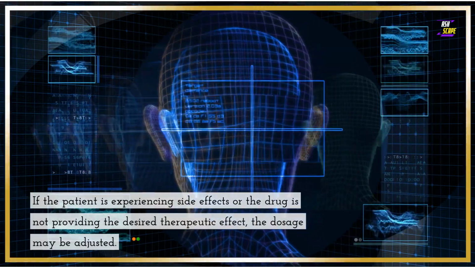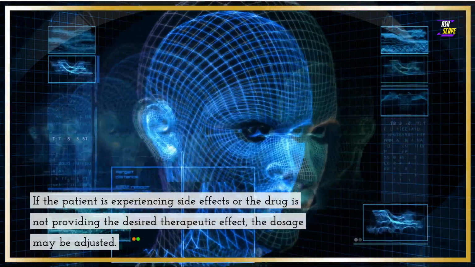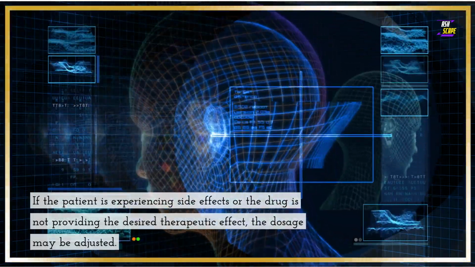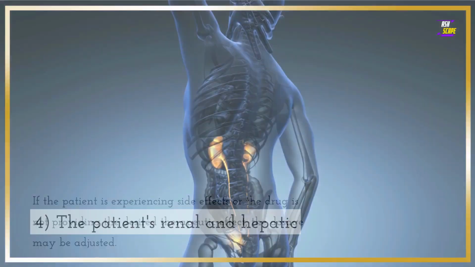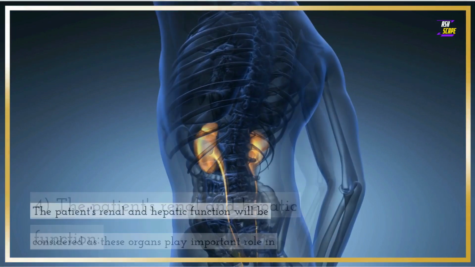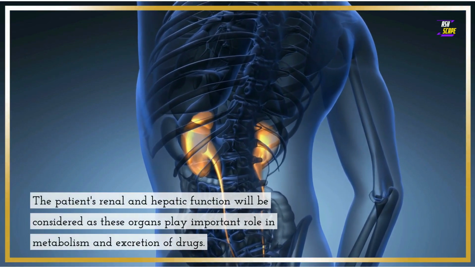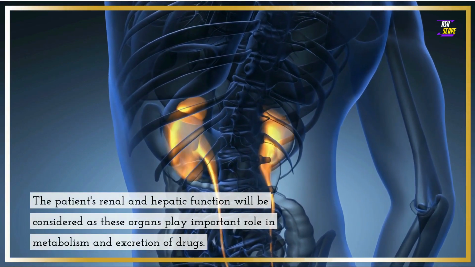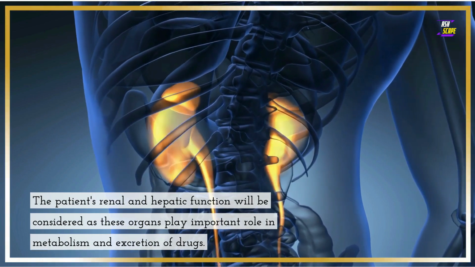The patient's response to the drug is also taken into account when determining the dosage. If the patient is experiencing side effects or the drug is not providing the desired therapeutic effect, the dosage may be adjusted. 4. The patient's renal and hepatic function. The patient's renal and hepatic function will be considered as these organs play an important role in metabolism and excretion of drugs.